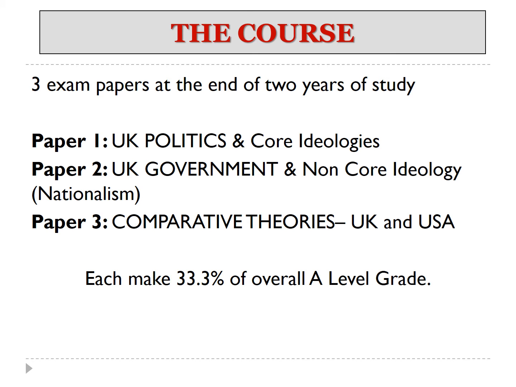Your final A-level grade is made up of these 3 exam papers, sat under exam conditions at the end of your 2-year study, so that'll be at the end of year 13. They are of equal weighting, so each paper is worth 33.3% of your overall A-level grade. There isn't any coursework in A-level politics.